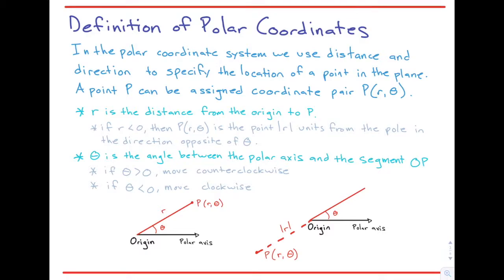So remember that the polar coordinate system uses the coordinate pair r, theta to define a point as opposed to x, y in rectangular. For r greater than 0, for positive r, you trace out the angle theta and then draw out the length r. For r less than 0, you trace out the angle theta and then go the opposite direction, the length r. For theta positive, we go counterclockwise, and theta negative, we go clockwise.